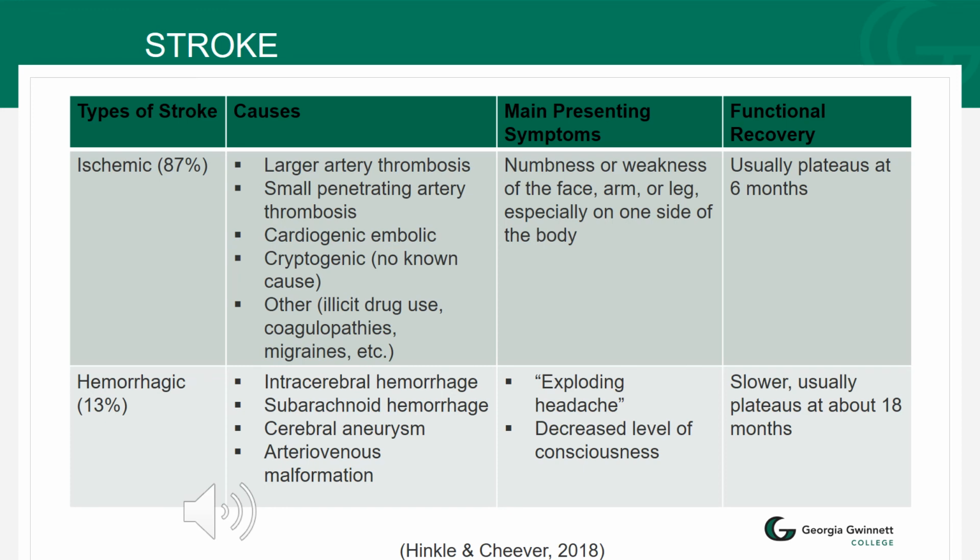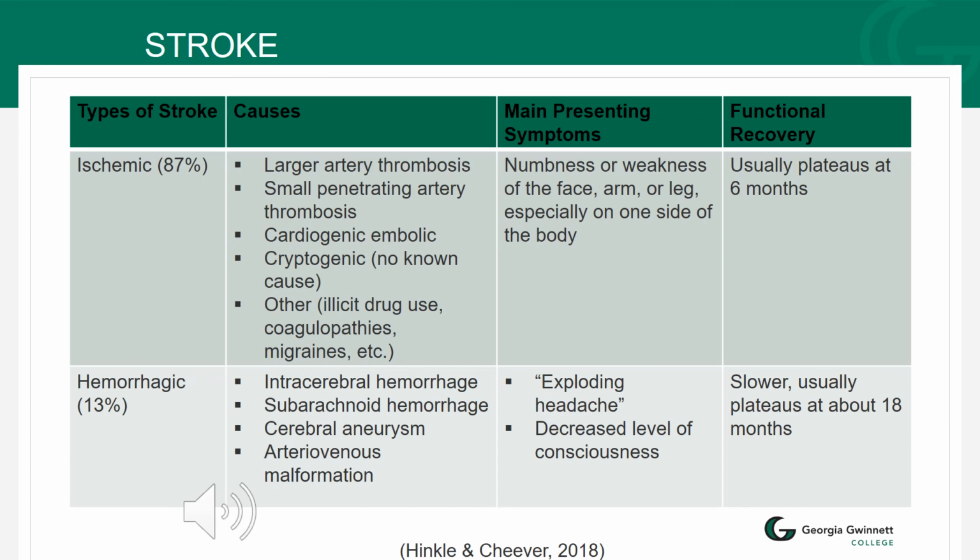The hemorrhagic type is oftentimes fatal. It starts off, or the main presenting symptom is an intense exploding headache, decreased level of consciousness. Dr. Madden told a story about her husband who actually experienced one of these after sneezing, and he heard a pop. He had this exploding headache, and he ended up having this subarachnoid hemorrhage, which he ended up being fine. But I just want you to know the difference between these two strokes.